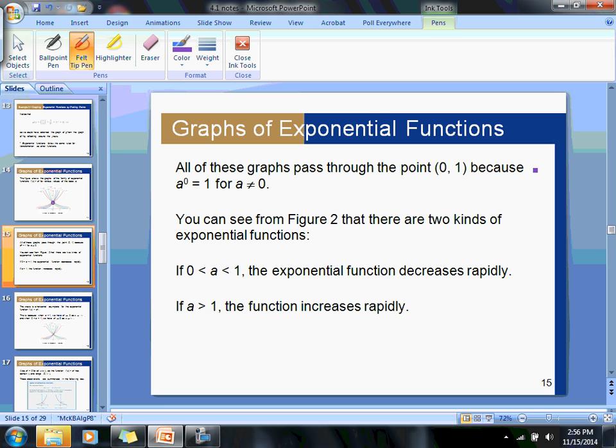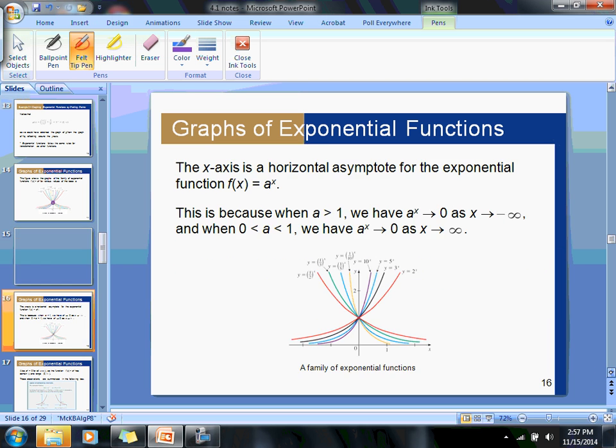We've already talked about how all the graphs go through (0, 1). And this we talked about as well, how if your base is between 0 and 1, you're going to have exponential decay. And if your base is greater than 1, then you're going to have exponential growth. They call them decreasing and increasing rapidly, but it's still decay and growth.